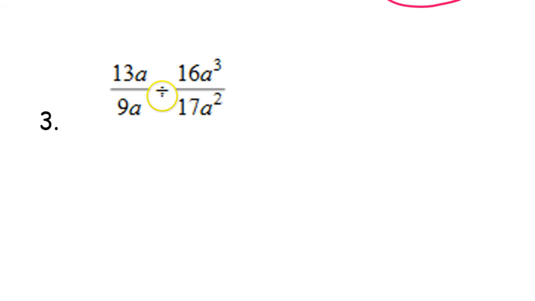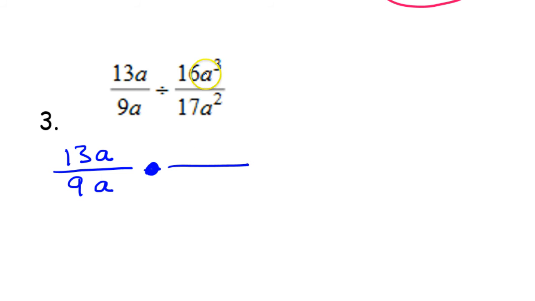When I divide with fractions, I need to multiply by the reciprocal. I'm going to turn the second fraction upside down. So I'm going to bring down my 13a over 9a, but I'm going to make this into a multiplication problem, and I'm doing the reciprocal. So this will be 17a squared over 16a to the third power.